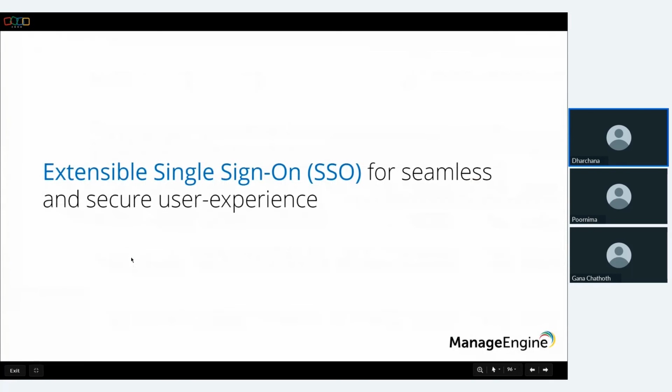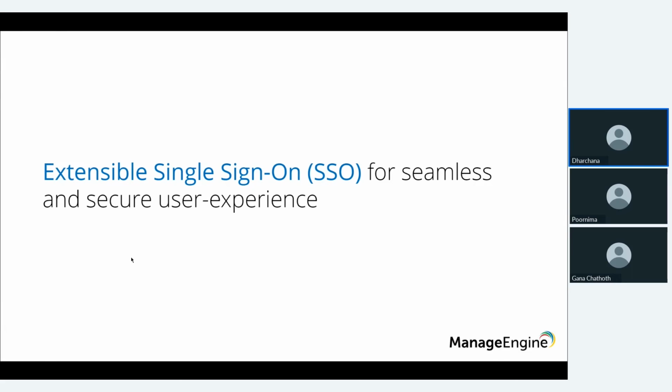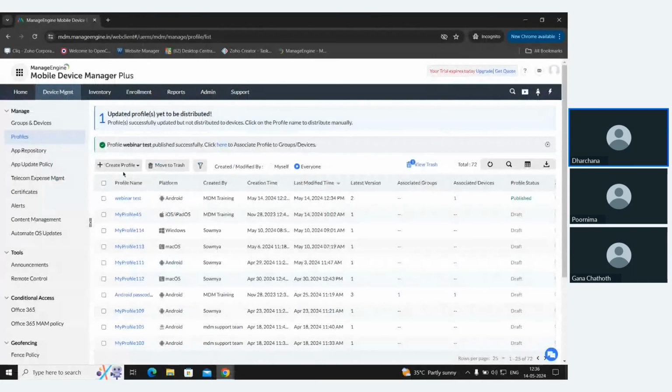As technology grows, we use numerous applications or websites on our mobile devices. So managing authentication and remembering multiple passwords becomes a difficult task. You can make use of Extensible SSO to ensure seamless and secure user experience by allowing your employees to access multiple applications with a single set of login credentials. To configure Extensible SSO, you have to navigate to device management. So click on profile, create profile, and select iOS.